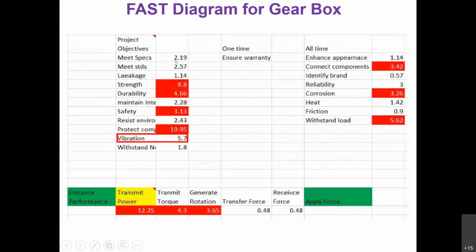You don't need to take all the functions for your idea generation. The top three or top four functions are contributing to the highest cost. Then you can go for idea generation.